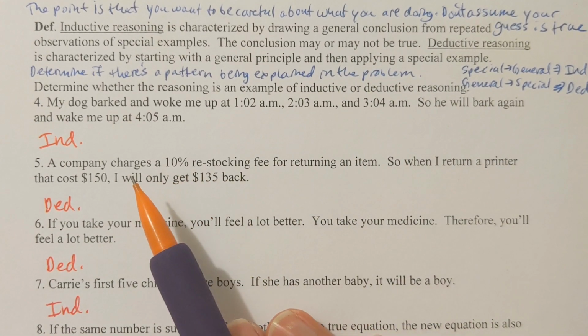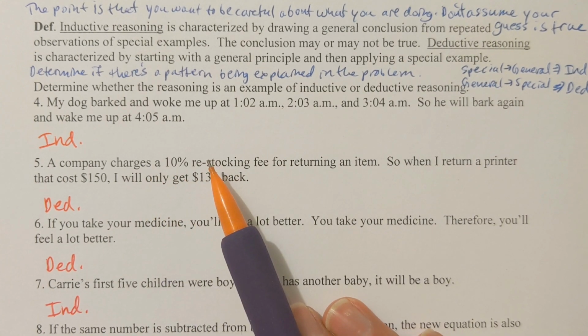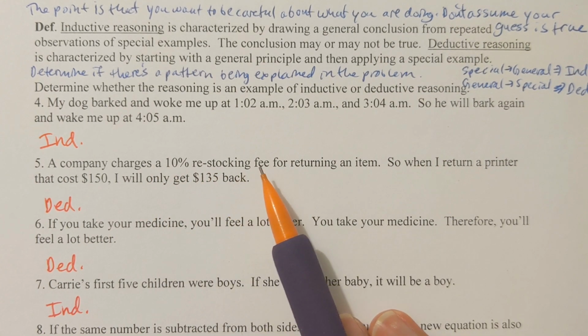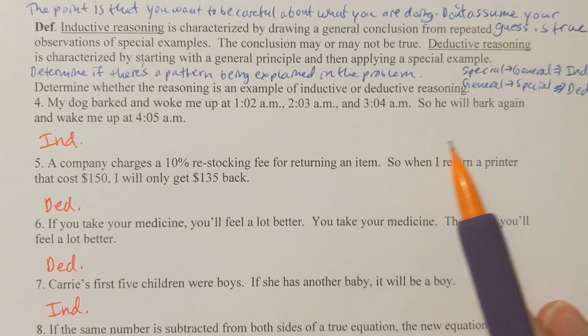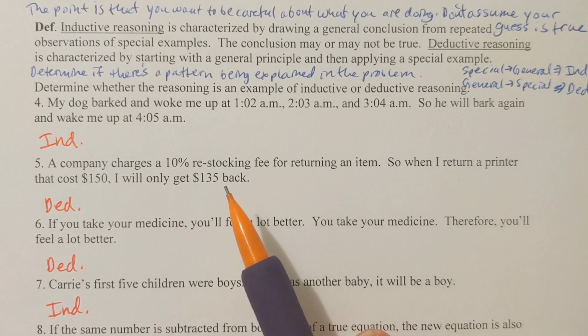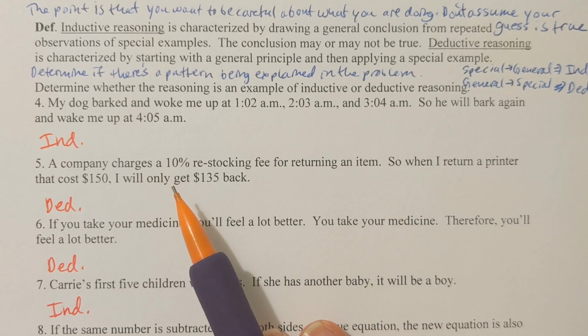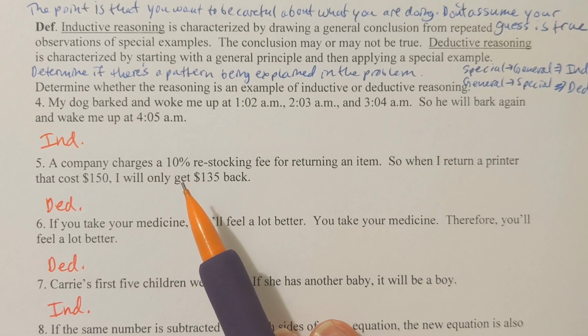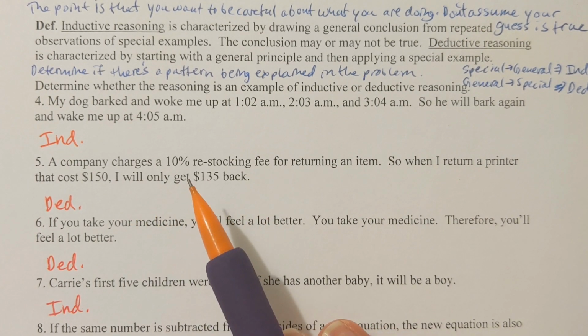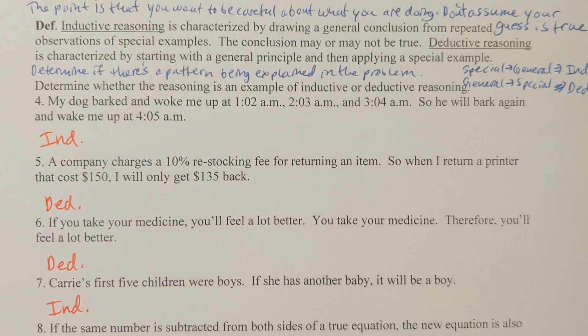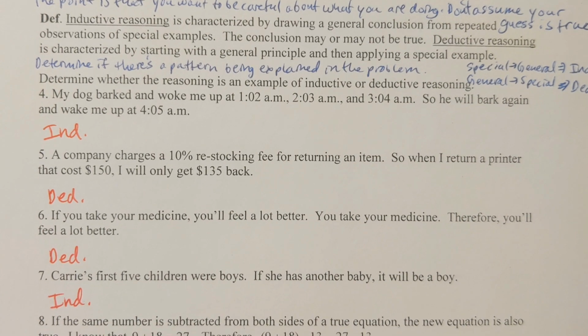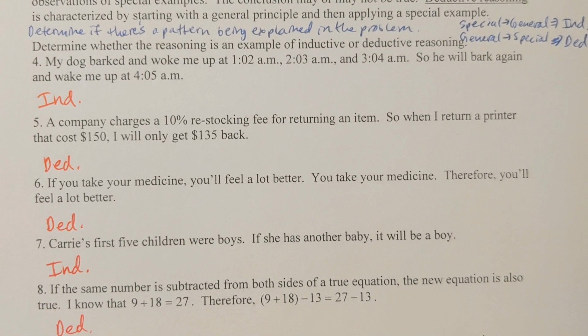Well, in general, everybody is going to be charged a 10% restocking fee for returning an item. Doesn't matter who the person is. Now the special example is you are going to return a printer that costs $150, and so you're going to be charged the 10% restocking fee, and you're only going to get $135 back. And yeah, that'd be an example of deductive reasoning.